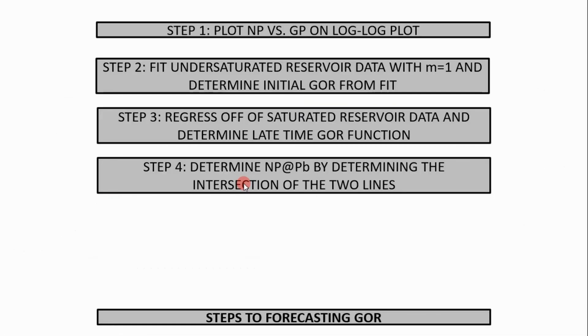And so the four steps we're going to apply in this analysis: step 1, I want you to plot the cumulative oil production versus the cumulative gas production on a log-log plot. That's the first step. The second step is to fit the data above the bubble point with a log-log straight line with a slope equal to 1. And so this is your undersaturated region, and you can determine the initial GOR from this fit as shown in the previous slide. Step 3 is to regress off the saturated reservoir data and determine your GOR function for below the bubble point. And then step 4 is to determine the cumulative production up to the bubble point by determining the intersection of the two lines. And that can be done mathematically, and I'll show you that in the next slide. And so those are the steps for forecasting GOR. It's just four steps. Pretty simple.